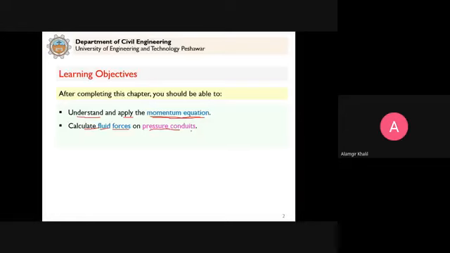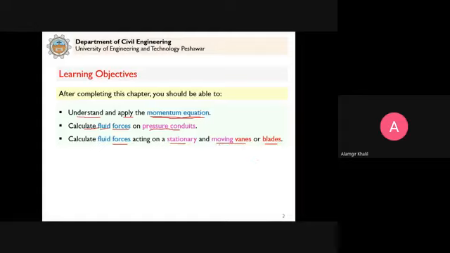So you should be able to calculate these forces, and similarly to calculate the forces on stationary and moving vanes or blades. If a fluid is striking a vane, blade or plate, if it is stationary, how much force is exerted on that, and if water is striking a moving series of vanes, if there is interaction between the fluid and the moving vane, then in that case you should be able to calculate the different forces.